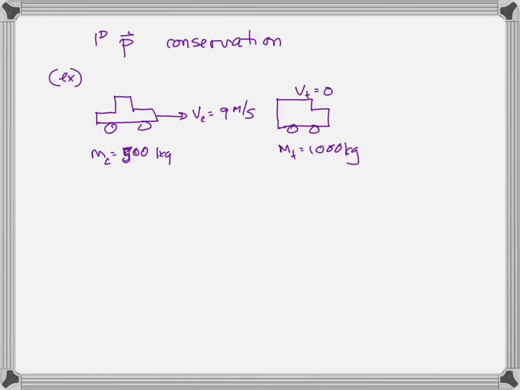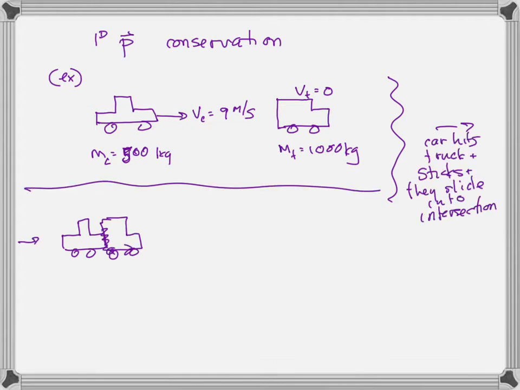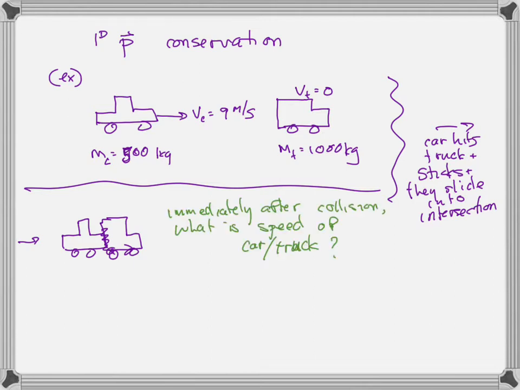Let's say that the car is not paying any attention, and it crashes into the truck. And what happens is it sticks to the truck, and they go off into the intersection. Immediately after the collision, what is the speed of the stuck-together car-truck combination? Keep in mind that they are stuck together.